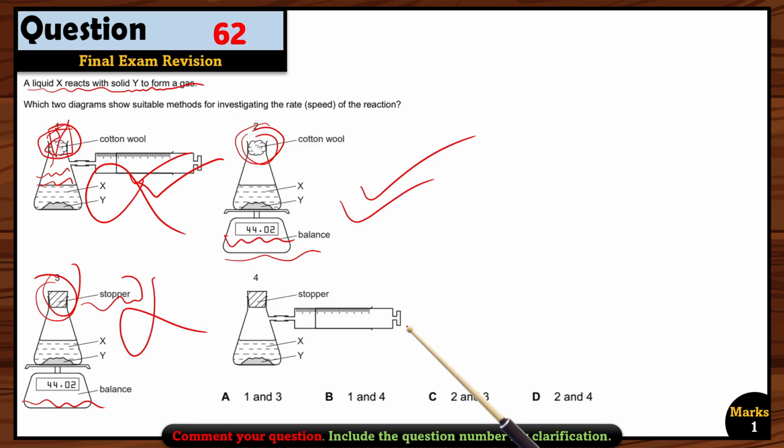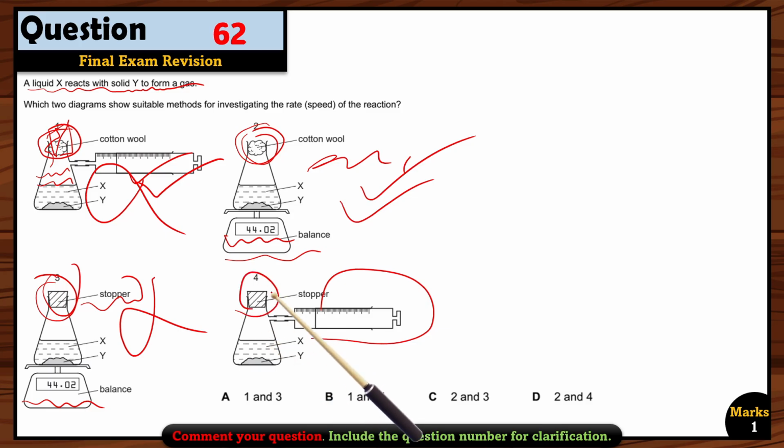Now let's see option 4. In option 4, again, they are measuring the product. Now they are not looking at the reactant like in option 2. So when they are measuring the product that is a gas, what are they doing? They are using a stopper. So all the gas just moves into this syringe and doesn't move out. So this is the best technique that you can measure your product. So option 2 and option 4, they both are right to measure the rate of reaction. So that's why option D is the right option here.